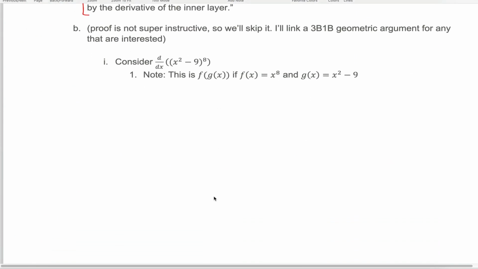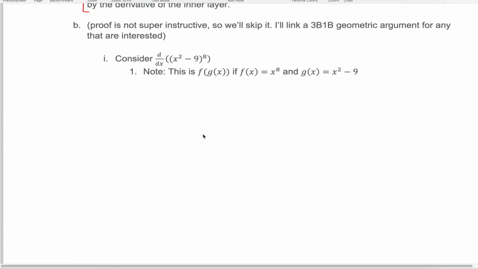Two more quick examples of about this difficulty level. We'll save the more challenging examples for the next video. If you're feeling ambitious, go ahead and pause the video. See if you can color coordinate this question. See if you can recognize what the inner and outer functions are. If you can't, well, I kind of give you some hints right here.